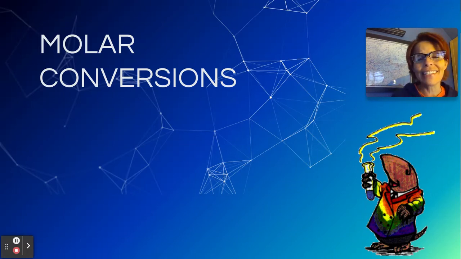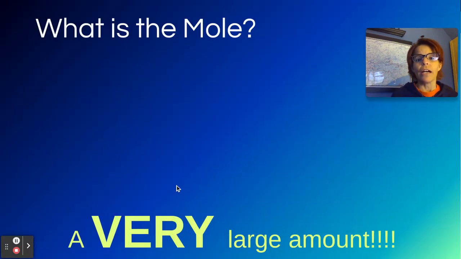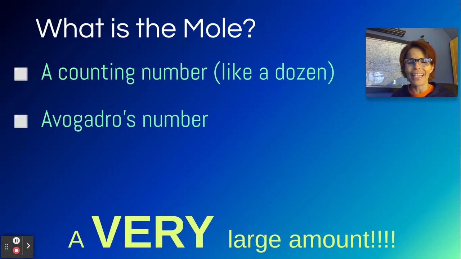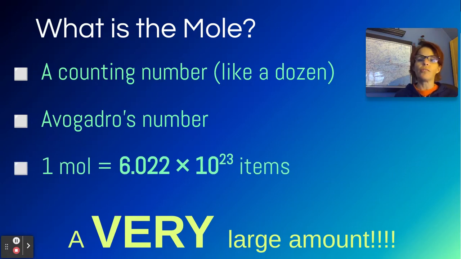All right, so what exactly is a mole? A mole is a unit of measurement. It's like a counting number, like a dozen. So we can say we have a dozen eggs, or we have a dozen chairs, or we have a dozen computers. We can also say we have a mole of something. But a mole isn't 12 of something. It's an enormous number, and it's based on a scientist whose name was Avogadro. It's based on his calculations. So Avogadro's number is what a mole is.